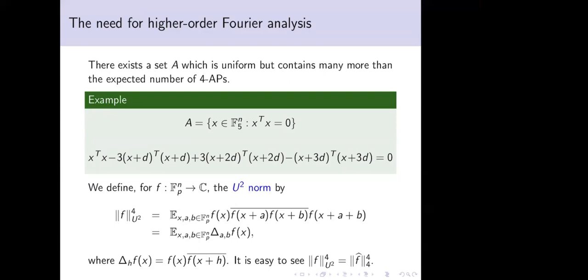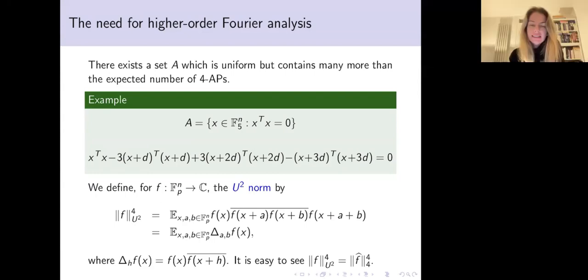Now, sorry, can I ask a question? Delta H has only one parameter, but delta AB has two parameters. Yes. So it means I'm applying delta twice, once with A and once with B. Thank you, Itai. So strictly speaking, it should be delta A, delta B. So this is a shorthand for applying it twice. Okay.